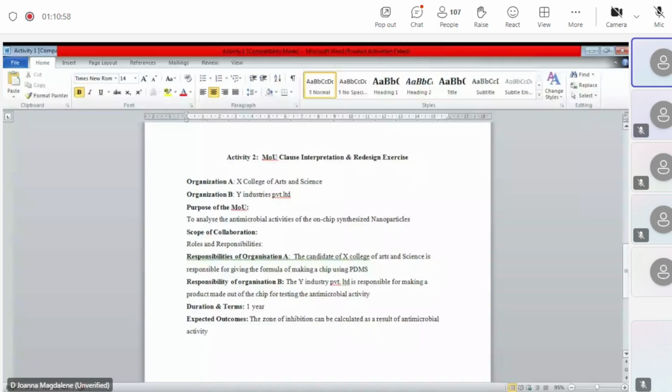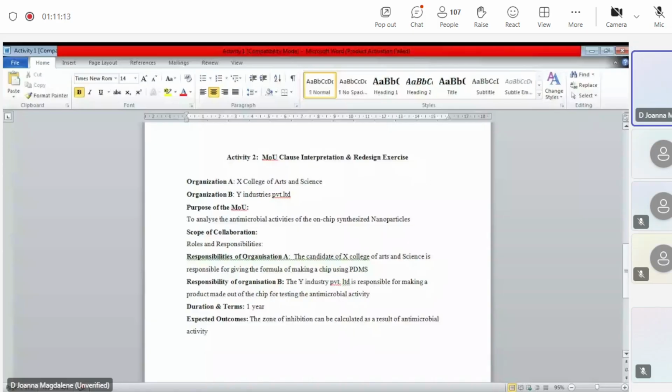Why I have chosen this purpose is that usually we do the antimicrobial activity in a large-scale laboratory work in a lab. Whereas here, the purpose is making it very simple on a chip. This is on-chip synthesized nanoparticles. It is a slightly 1 centimeter by 1 centimeter small device. In that device, we can do the antimicrobial activity, not on a bigger scale, but on a small scale itself.